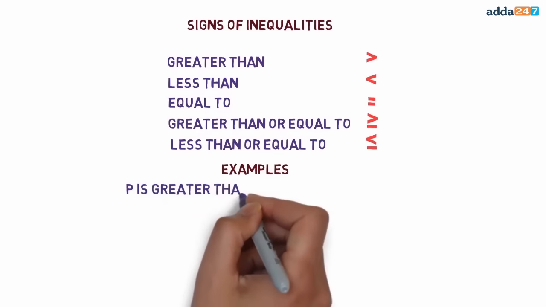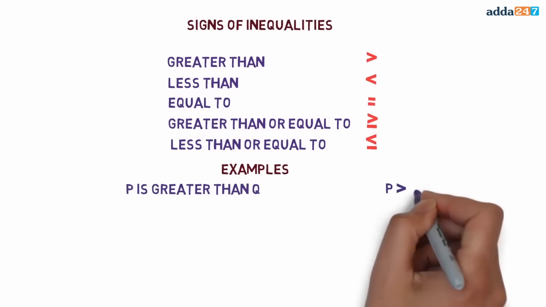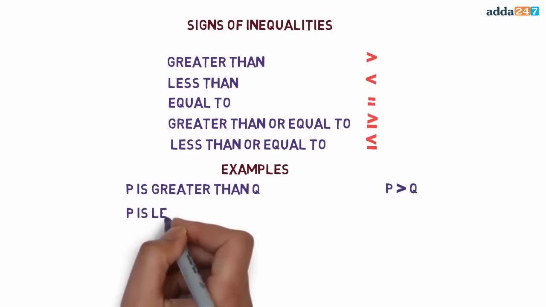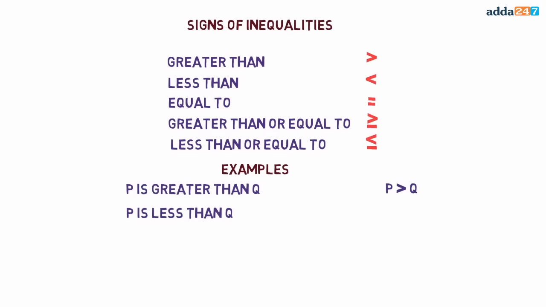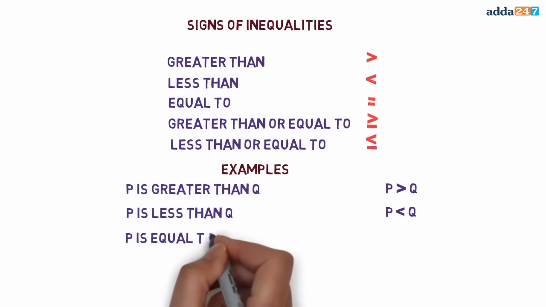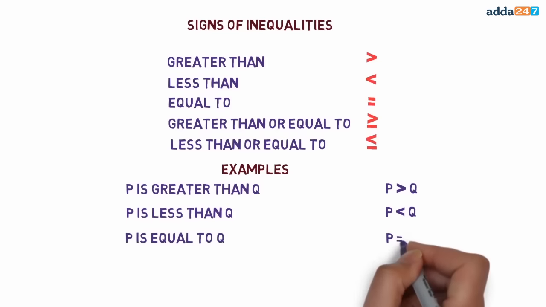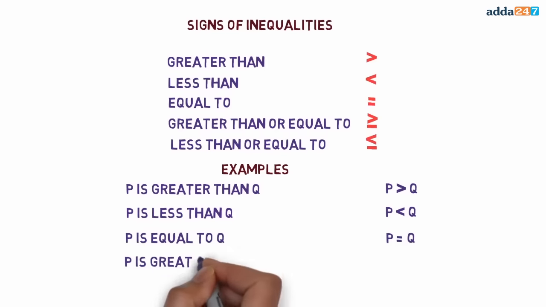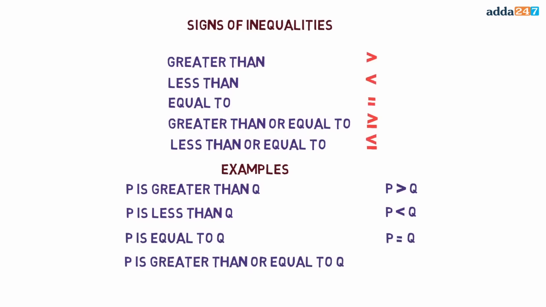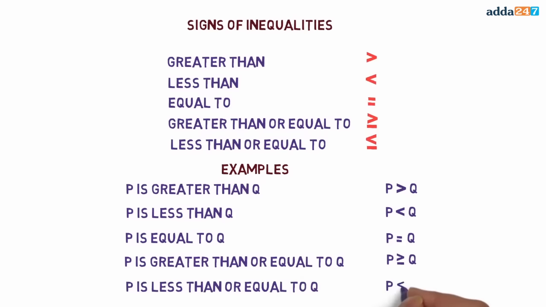P is greater than Q is represented as, P is less than Q is represented as, P is equal to Q is represented as like this. P is greater than or equal to Q is represented like this. And P is less than or equal to Q is represented like this.